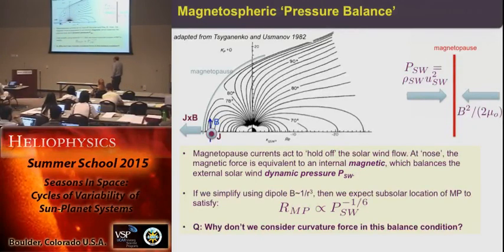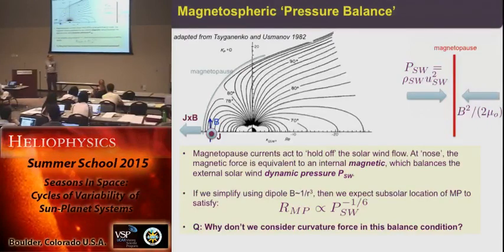Now, despite the fact that these Chapman-Ferraro currents are flowing and intensifying the dipole field, it's still a good approximation for us to simply equate the dipole field at the magnetopause location with solar wind dynamic pressure. We know from previous lectures and from our own experience that the dipole field falls off as 1 over radial distance cubed. And you can convince yourself that if you do the calculation, you end up with the standoff distance of the magnetopause from planet center being proportional to the -1/6 power of solar wind dynamic pressure. So we get that relationship. It's a pretty good approximation for the Earth.